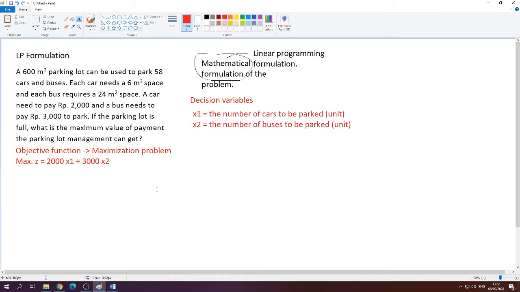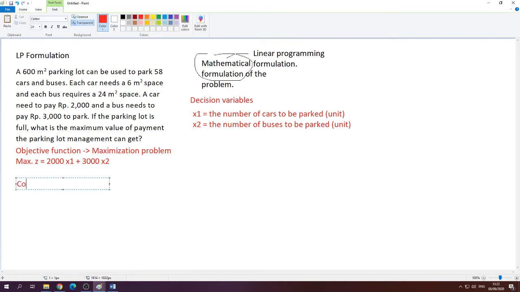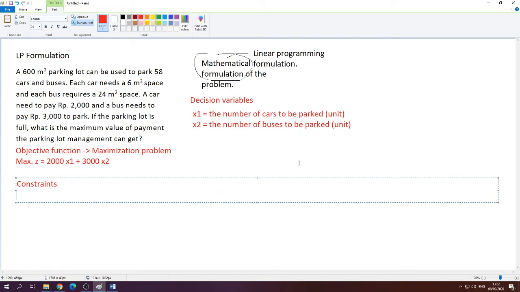Now, after we get the objective function, the next thing that we need to have is the constraints of the problem. The first constraint is very easy. It is the number of cars and buses combined that we can have in the parking lot. So the first constraint will be the number of cars and buses combined that we can have in the parking lot.